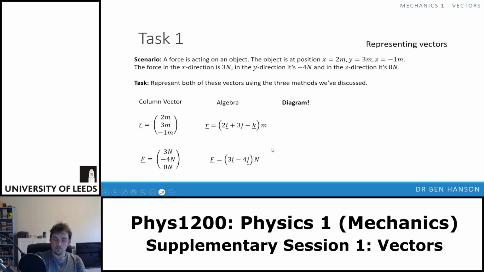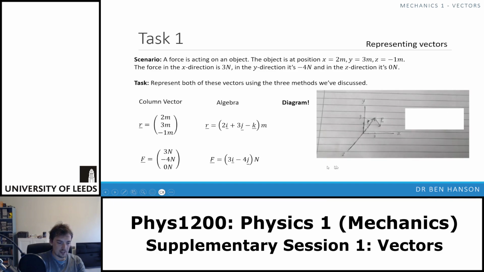Diagrammatically, though, I'd be interested to see what you all got, but I got this. So I tried to draw my 3-dimensional axes, which is hard. It's very hard. I've drawn 3 and 2 in the x and y direction, but minus 1 in the z direction. It's hard to draw, but I've had a good go at it, right? It's 2 across in the x direction, 3 up in the y direction, and I'm imagining that it's come forward a bit in the z direction.